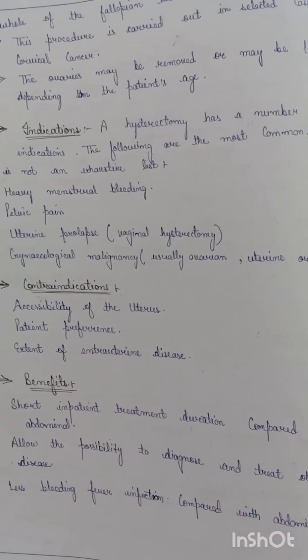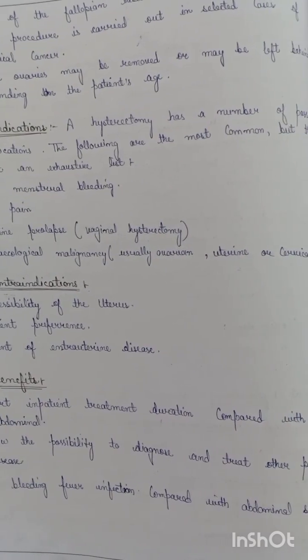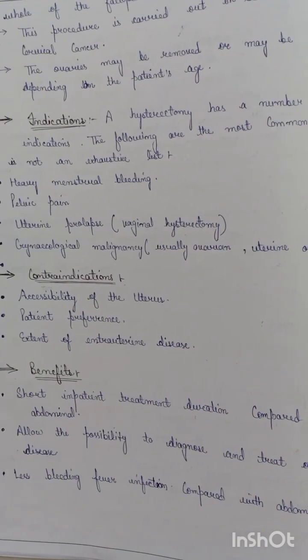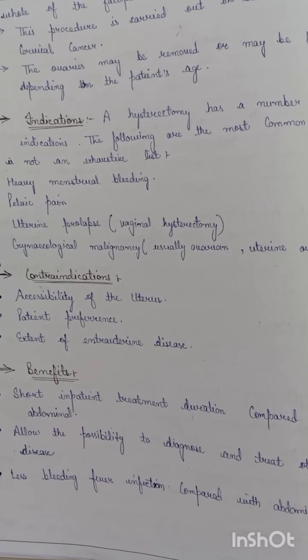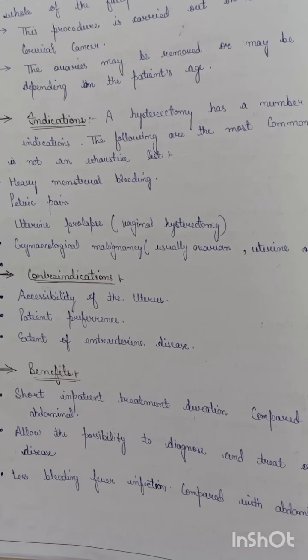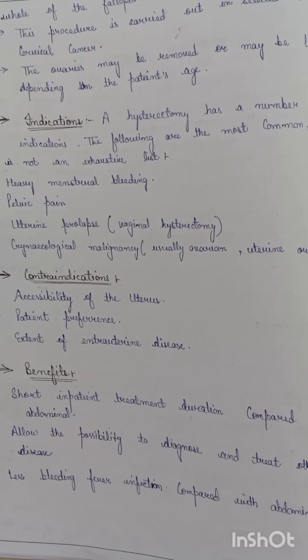Indications: a hysterectomy has a number of possible indications. The following are the most common, but this is not an exhaustive list. Heavy menstrual bleeding, pelvic pain, uterine prolapse, gynecological malignancy. Contraindications are inaccessibility of the uterus, patient preference, and extent of intrauterine disease.